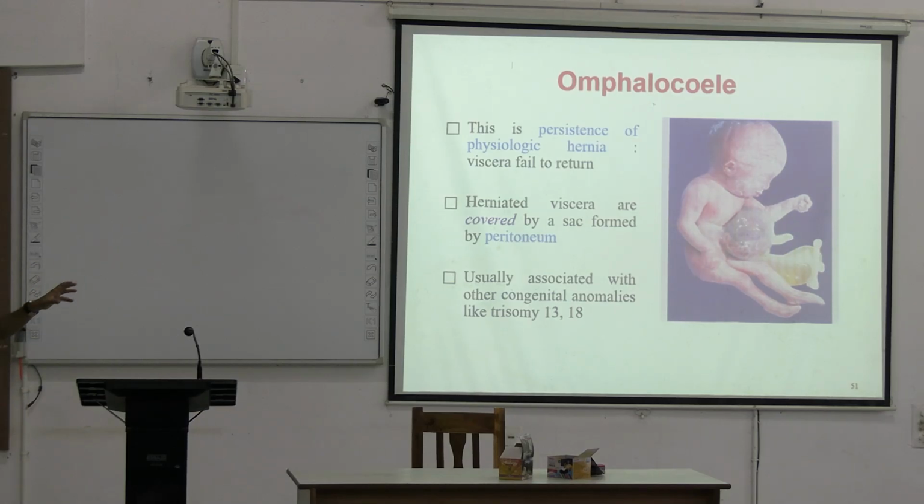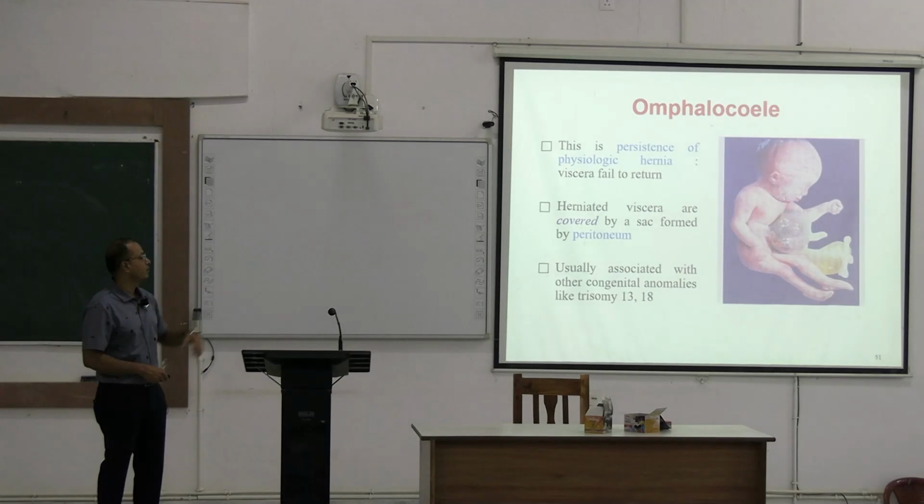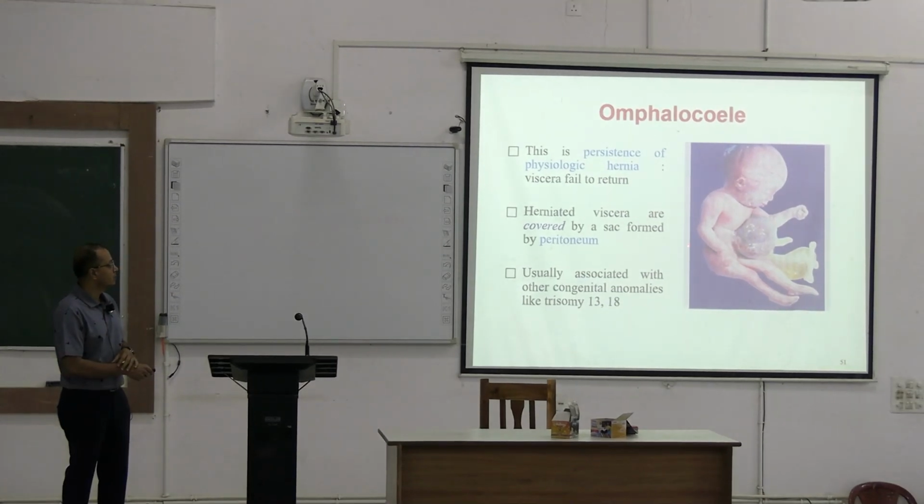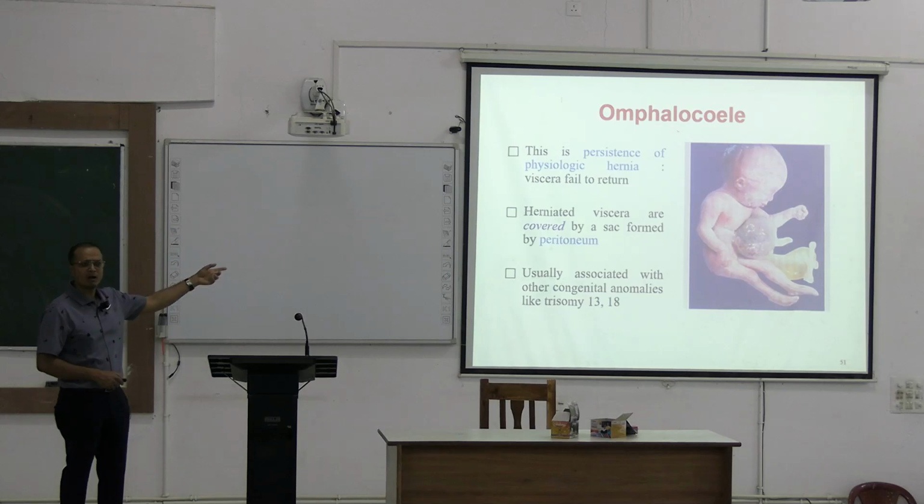We have to do extensive cosmetic surgery and extensive backup surgery to cover this particular thing, and despite that, because of this genetic error or maybe some other underlying error associated with it, they have a poor survival rate. This is one form of persistence of physiological herniation. We call it omphalocele.